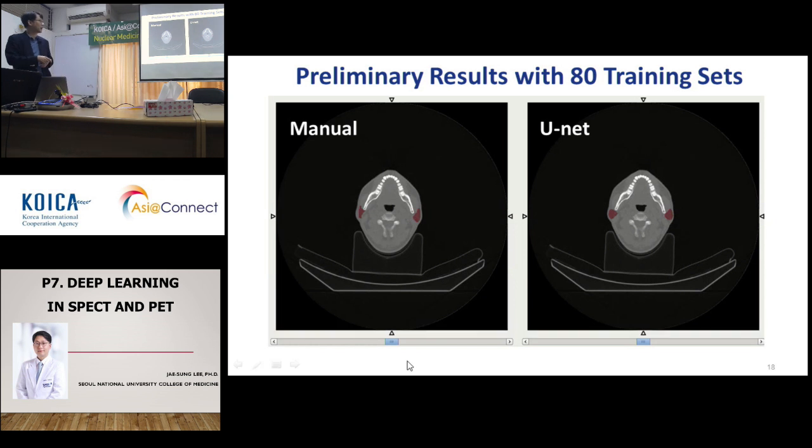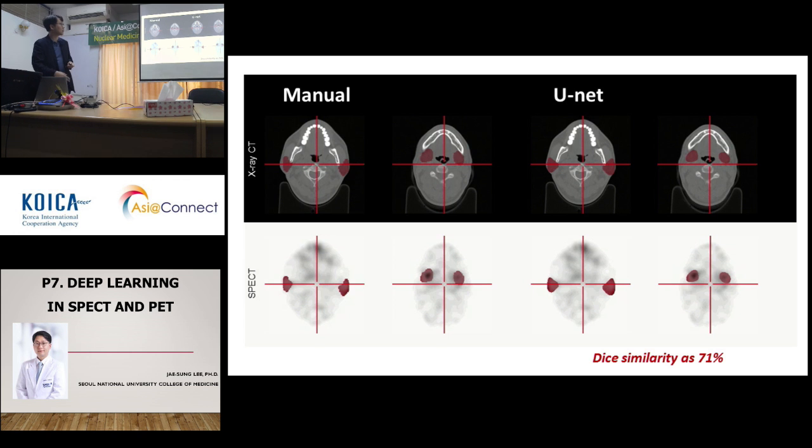This looks done. Actually, this was the manually drawn volume of interest on the salivary gland, and this is the deep learning outcome. Based on about 80 preliminary data, we could achieve a Dice similarity of about 70%. It looks quite promising, although it is quite difficult, even for a human, to draw the volume in the salivary gland on the non-contrast enhanced signal.